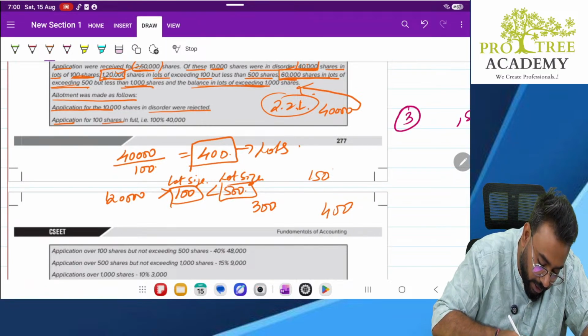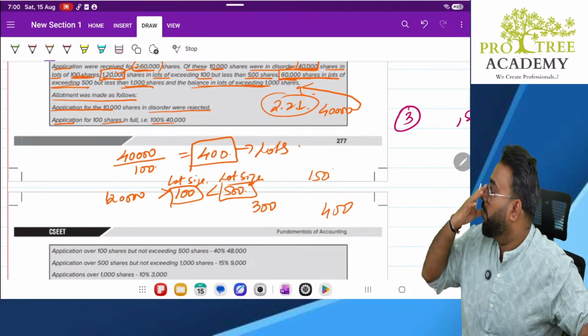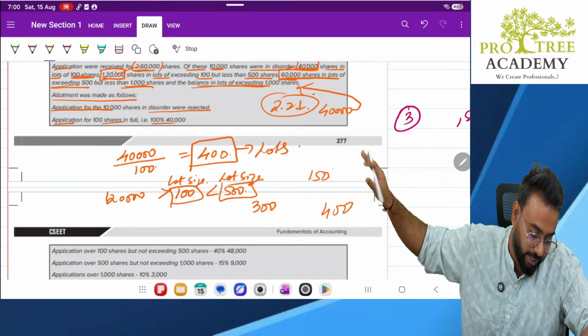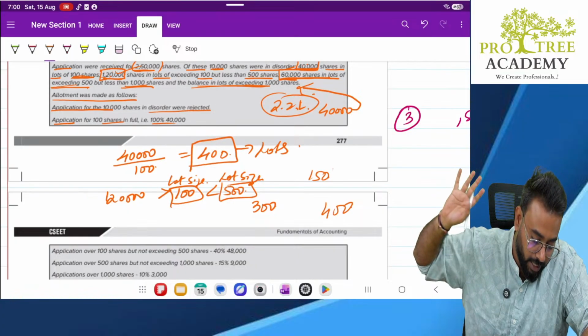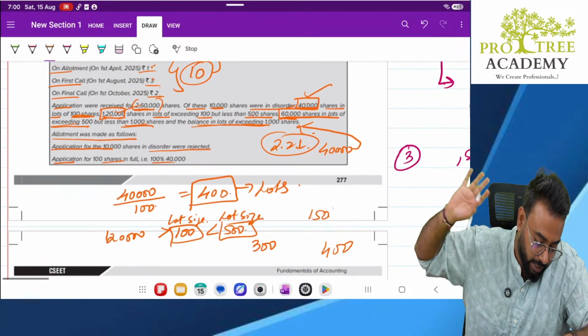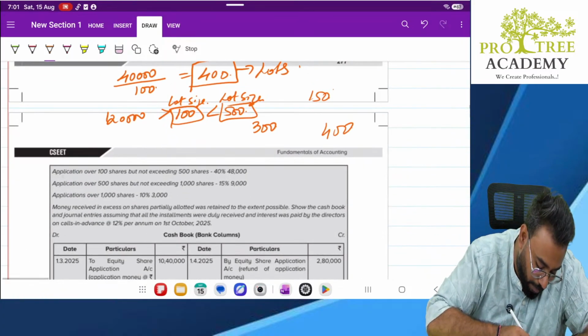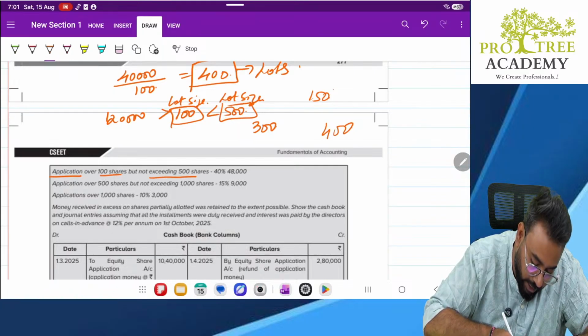Applications for 100 shares in full. That means whoever has applied for 100 shares, that was fully rejected. Clear? Next. Application over 100 shares but not exceeding 500 shares.